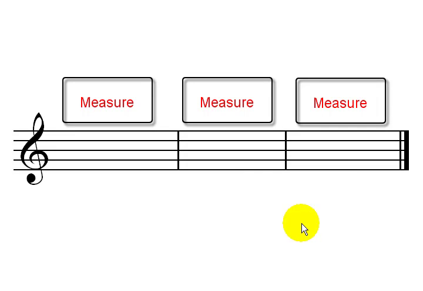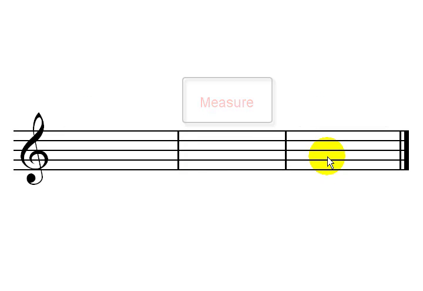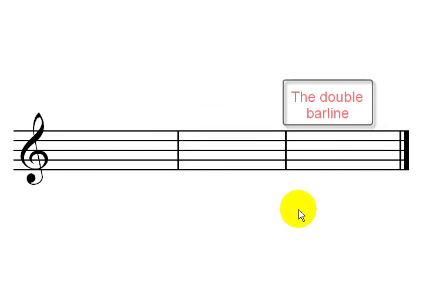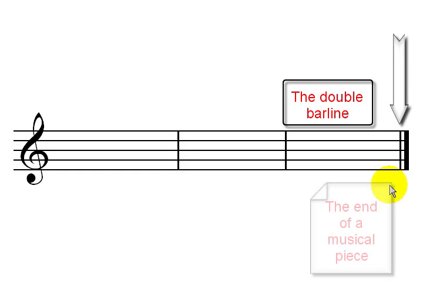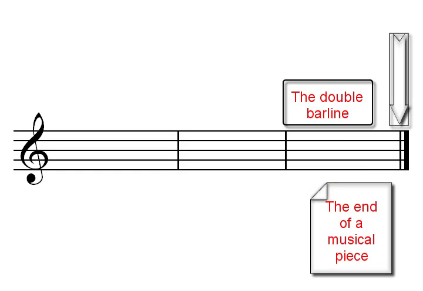So the distance between two bar lines, actually there is a bar line here, this distance, and this distance is called a measure. The double bar line, one thin line and one thick line, show the end of a piece.